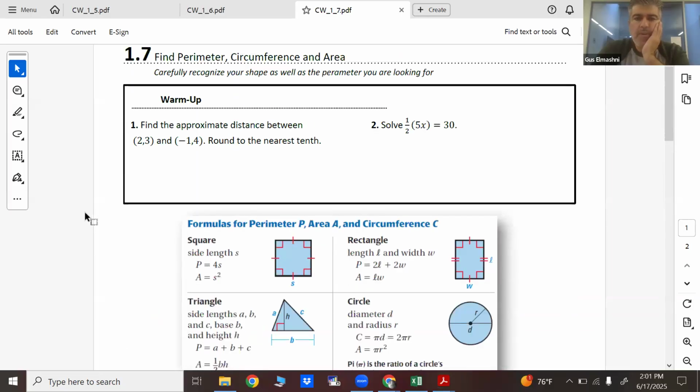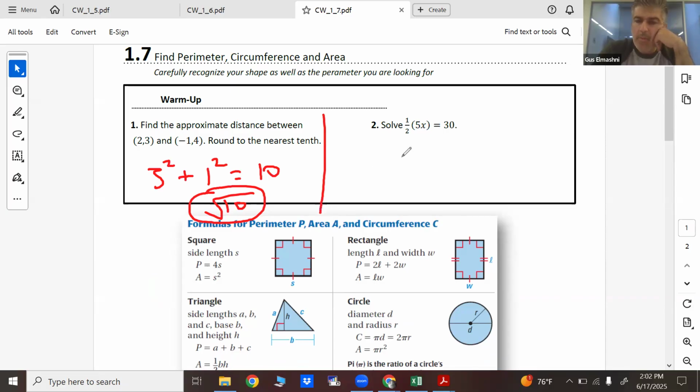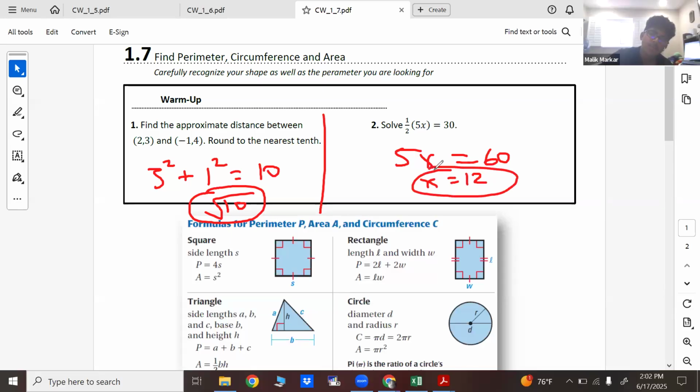Okay, perimeter, circumference, and area. Find the distance between the 2 points. You already know that. Take the difference in the x's, that's 3. Take the difference in y's, that's 1. You get 10, so it's root 10. Then here, multiply by 2. Oh, X is 12. Okay.